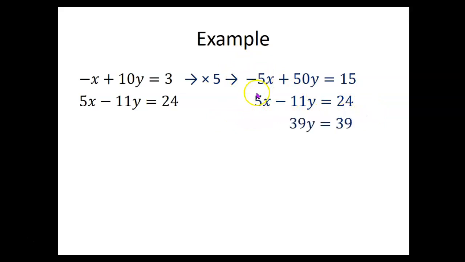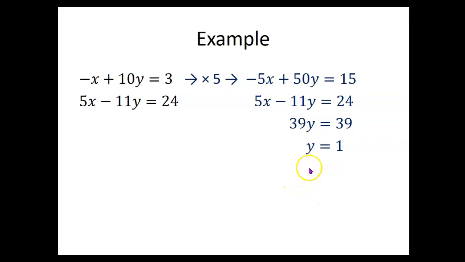The -5x and the +5x add up to 0. So the x's kill each other off. There's no more x's left. The plus 50y and the -11y add up to 39y. And the 15 and the 24 add up to 39. So the equation we get is 39y equals 39. Now I can divide both sides of that by 39, and I get y equals 1.